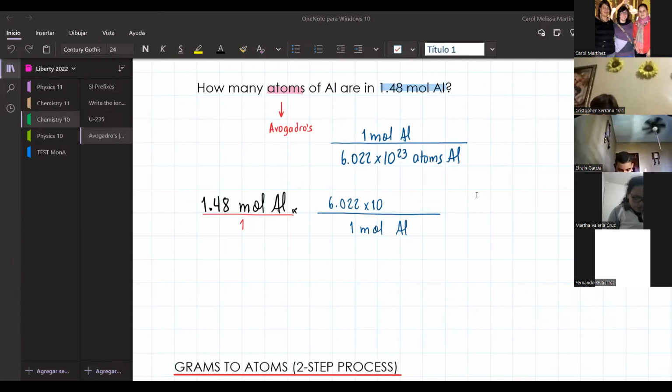Well, so you write it in this way, so you can get rid of moles of aluminum with moles of aluminum. And in the calculator, you will do it. How much do you get in the calculator? 8.91. Times 10 to the? In the calculator, it shows next to the number a smaller exponent, times 10 to the 23rd power. And these are atoms of aluminum.